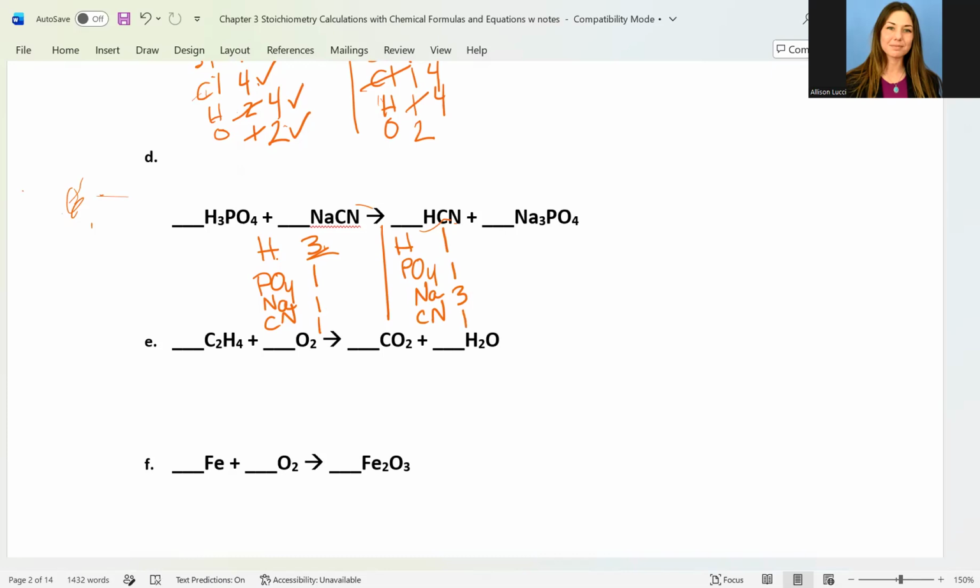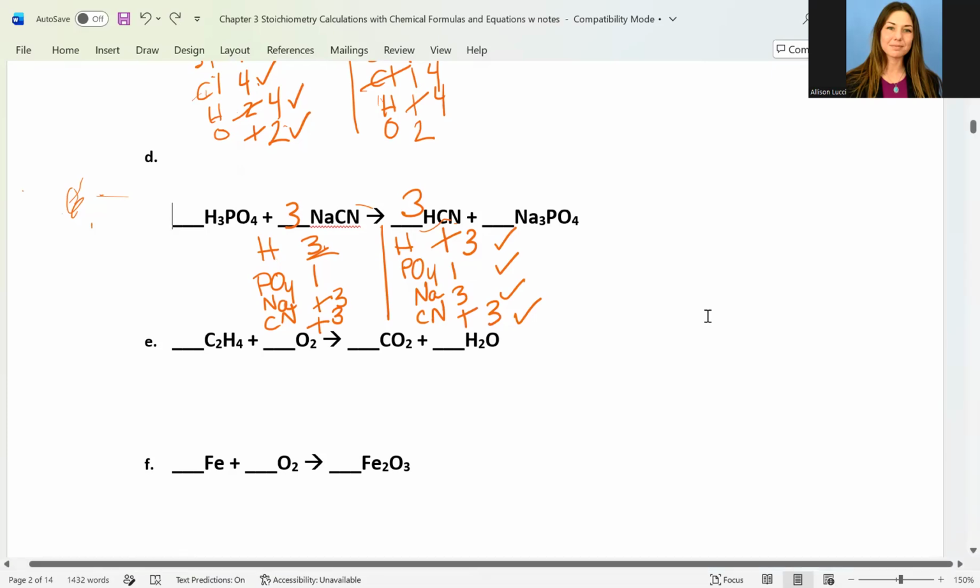So let's see what needs to change. Well, I need 3 hydrogens, so I'll just add a 3 coefficient there. That changes that and that. And then if I put a 3 over here to balance my cyano group, I can see that everything just kind of magically falls into place. I have the right amount of hydrogens. The phosphate is 1 and 1. Now my cyano, oh, and my sodium has changed to 3. So everything is balanced. I have a 1, which I don't need to write, 3 to 3 to 1 ratio in this balanced reaction.